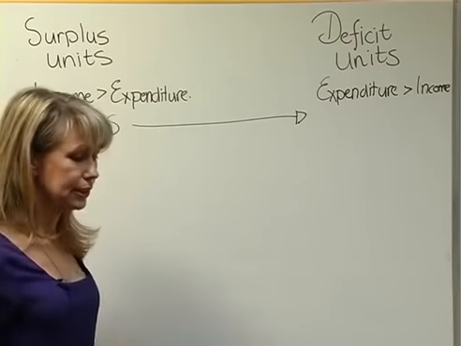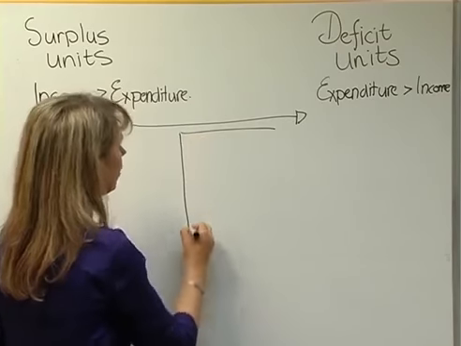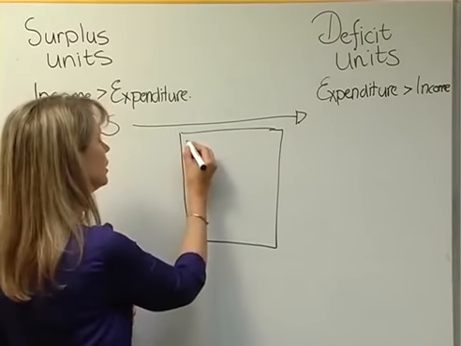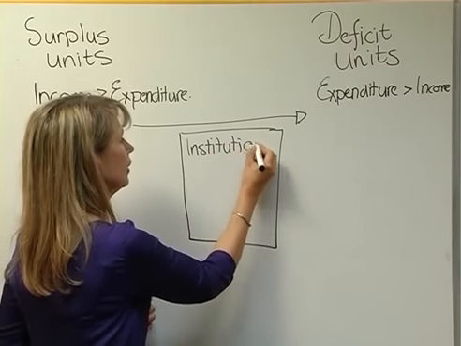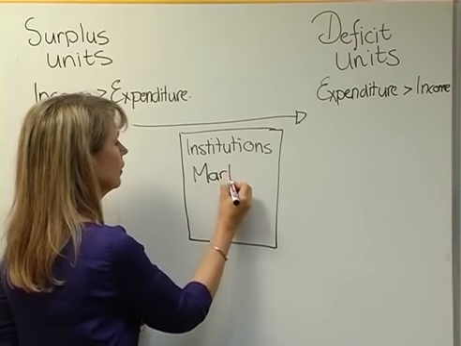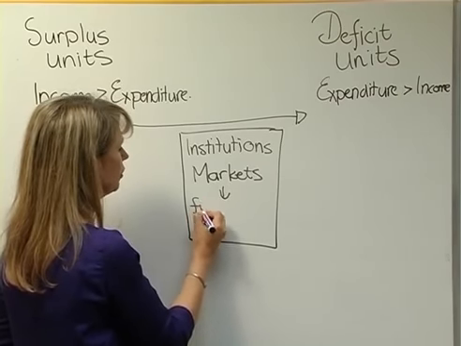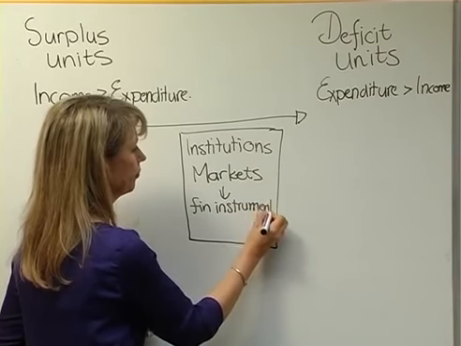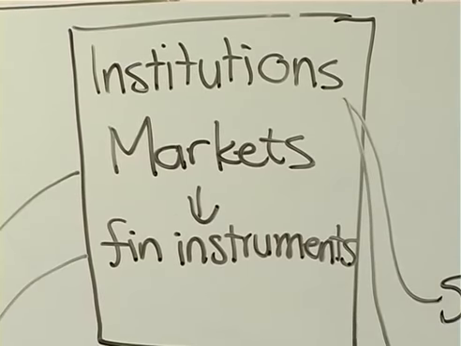Now, in the financial system, let's just make a block here. This is now going to represent the financial system. The financial system will consist of different institutions, and it will consist of different markets. And in these markets, there are going to be financial instruments that are going to trade. We're going to cover all of these in this course.